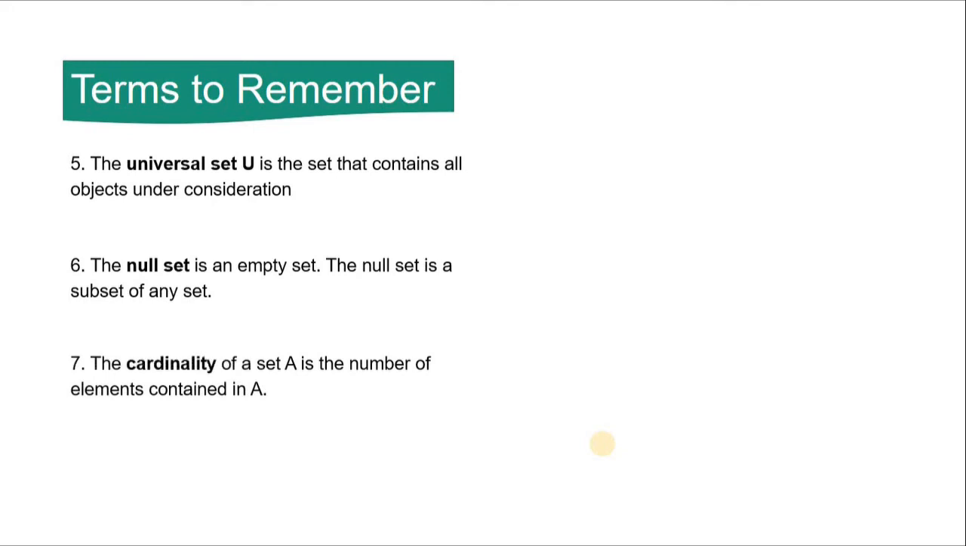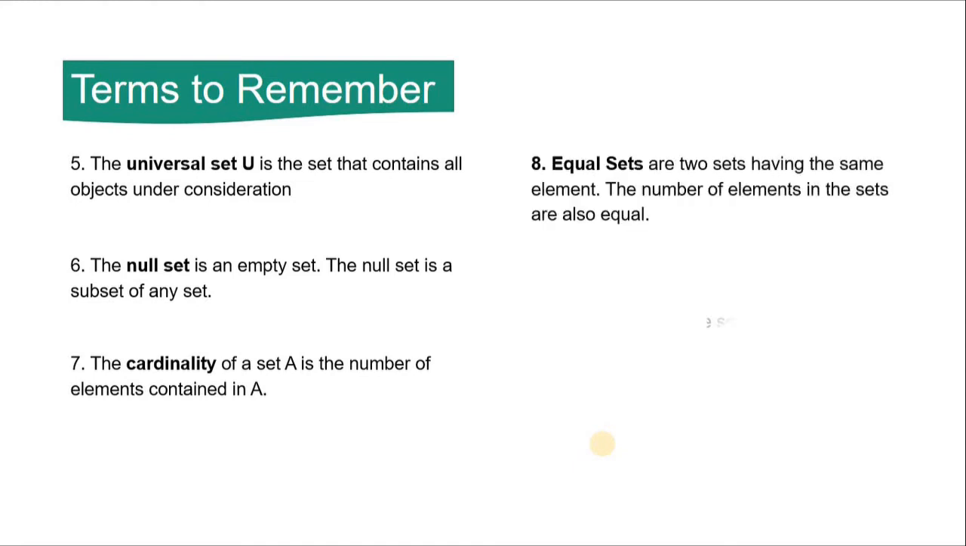The cardinality of a set is the number of elements contained in a given set. Again, cardinality, yan yung number ng elements sa isang set. So, bibilangin lang natin kung ilang elements. Okay? Number 8, we have equal sets. Equal sets are two sets having the same elements. The number of elements in the sets are also equal.